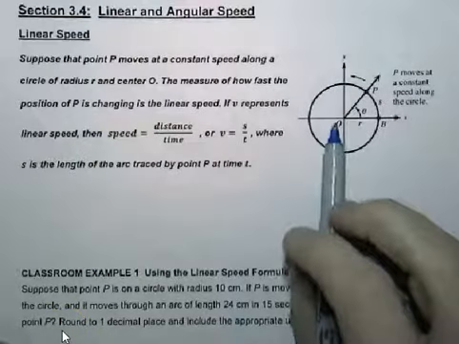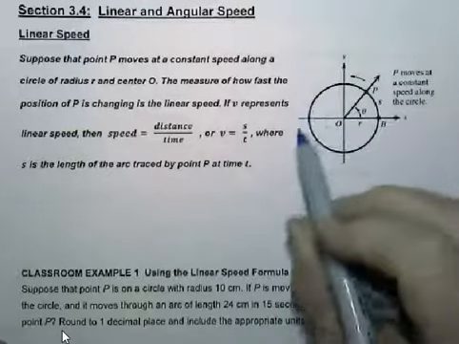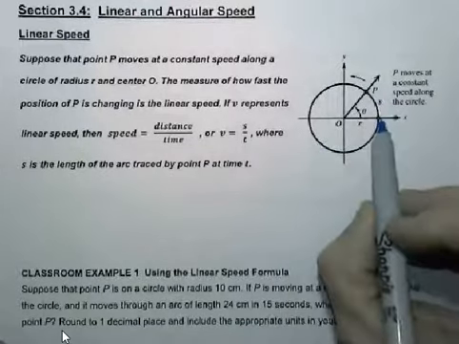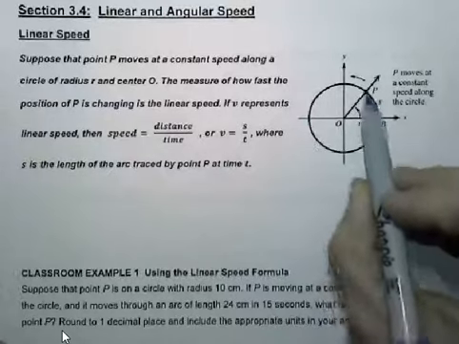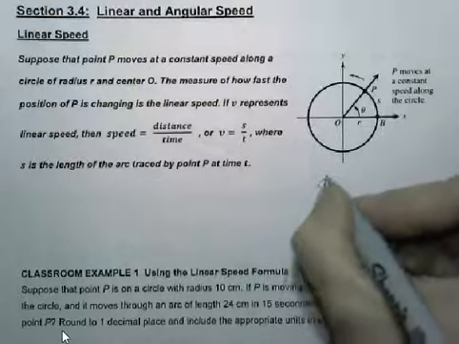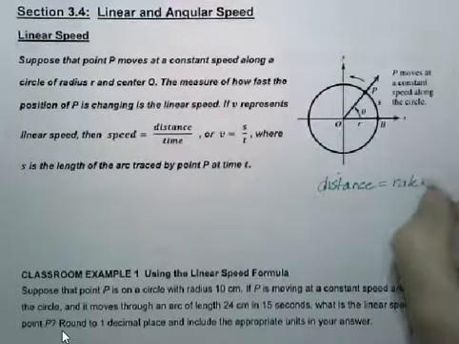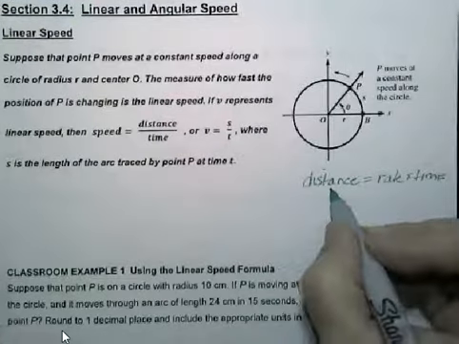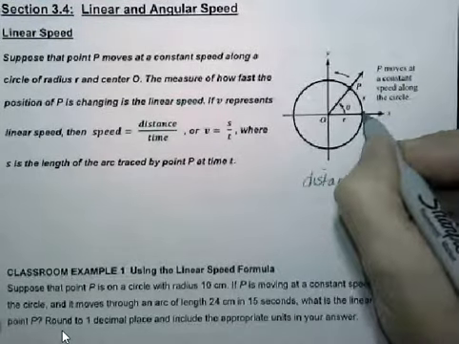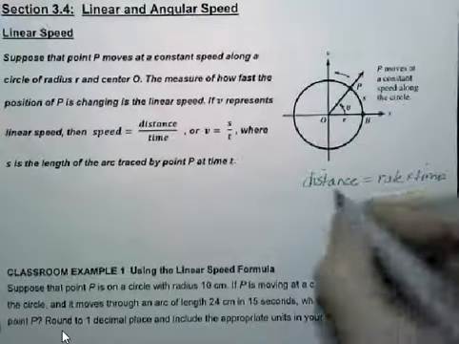When we talk about linear speed, what we mean is that if we have a point that's moving around the outside of a circle, we want to know how fast it's actually going along that path. What we're actually going to do is use a formula that I know you've seen before. This is the one that says distance equals rate times time. In this case, our distance is the distance moving along the outside of the circle. That's the same as the arc length s.